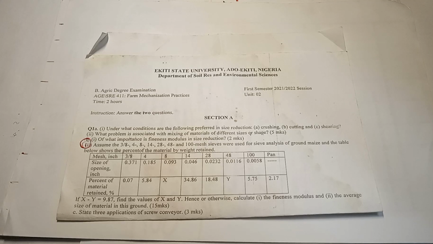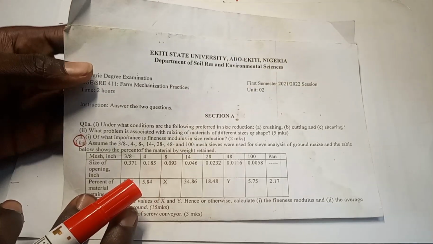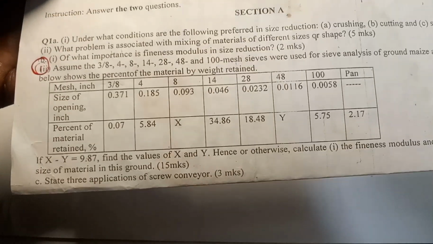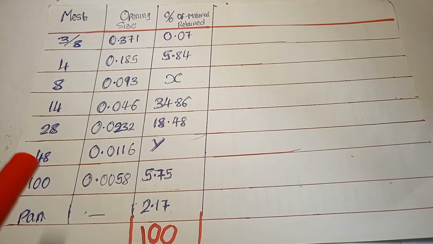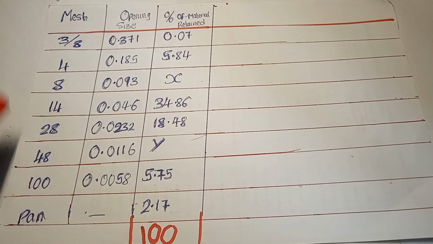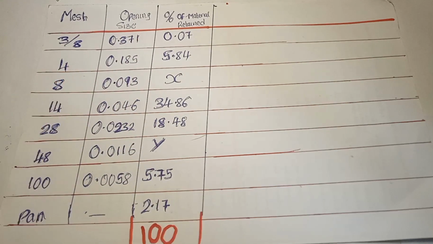Now, if you are solving this question in the exam, the first thing I want you to do is rearrange the table for a more vivid solution. This is a horizontal table, and I want to put it vertically, so that's what I'm going to be doing first. So I have this as my new table. I have the mesh on this side, the opening size, and the percentage of the material retained by it.